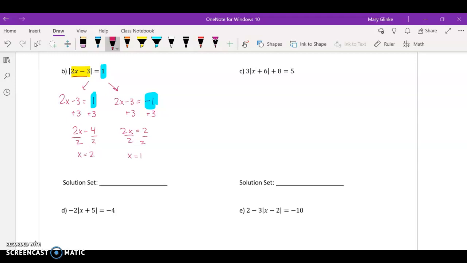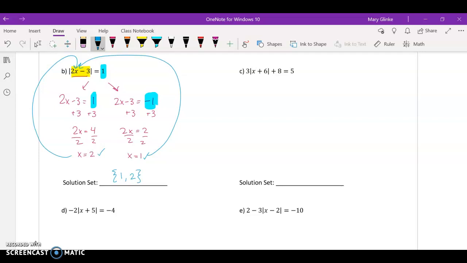Before we write about these, though, we're just going to do a quick check. We're going to plug them back in here to see if they work. Honestly, I don't really need to see you showing this step. I just need you to mentally do it. So 2 times 2 minus 3 is 1, and the absolute value of 1 is 1. So that one works. 2 times 1 minus 3 is negative 1, the absolute value of which is positive 1, so that one also works. So we get our two solutions of x equals 1 and x equals 2.